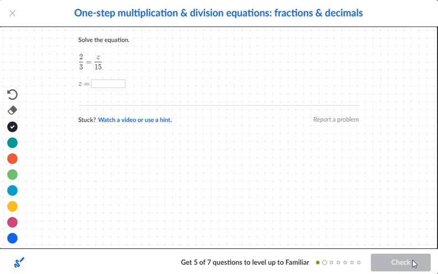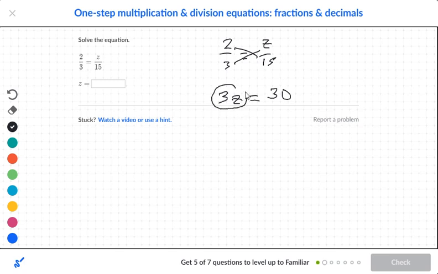Next one, we have a fraction here. So we have 2/3 is equal to letter z over 15. Well, here we're going to take 3 times z. So 3 times z this time is 3z. Here we're going to take 2 times 15. So 2 times 15 is 30.